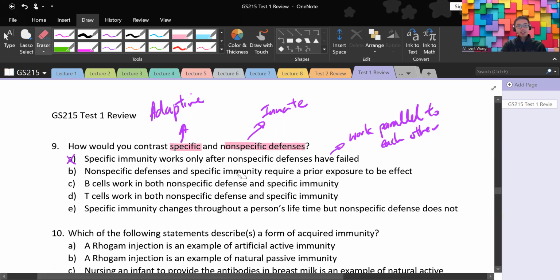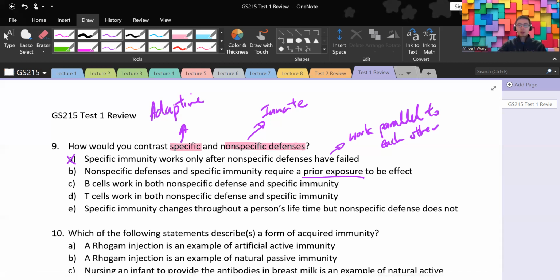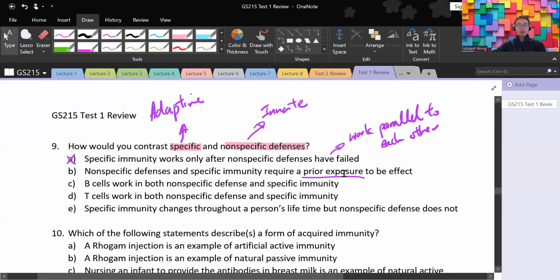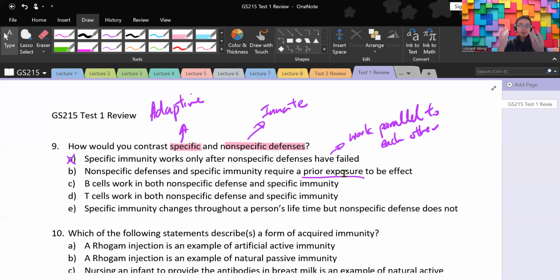Non-specific defenses and specific immunity require a prior exposure to be effective. That is also not true. Okay, you don't have to be exposed before in order to mount an effective response to it. In fact, that wouldn't even make sense. If you get infected by, say, chickenpox for the first time, how would you be able to fight it off if you never had prior exposure? You don't need to have prior exposure in order for them to work.